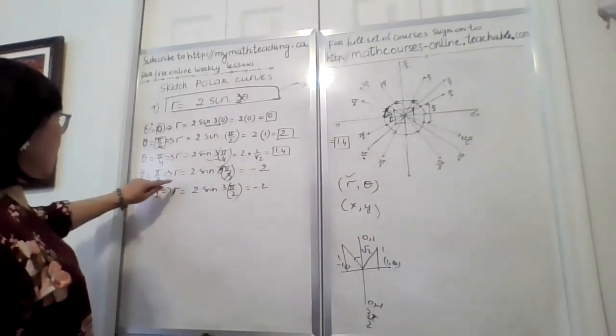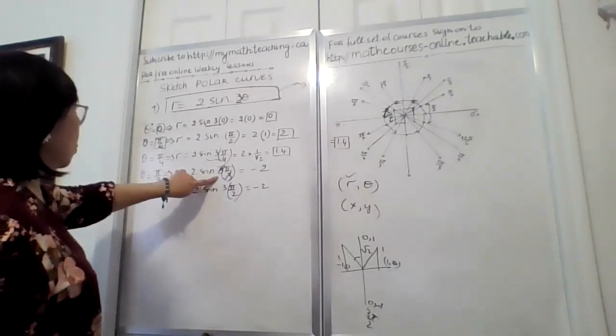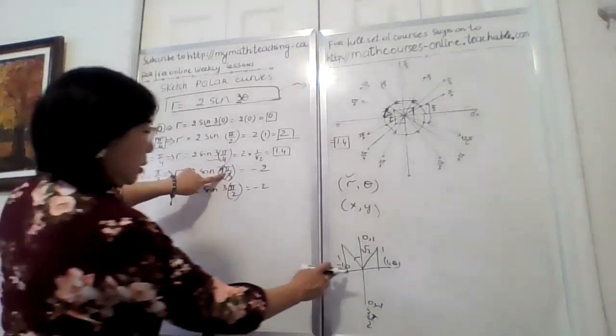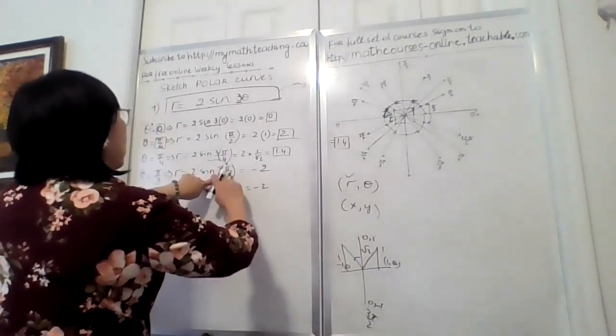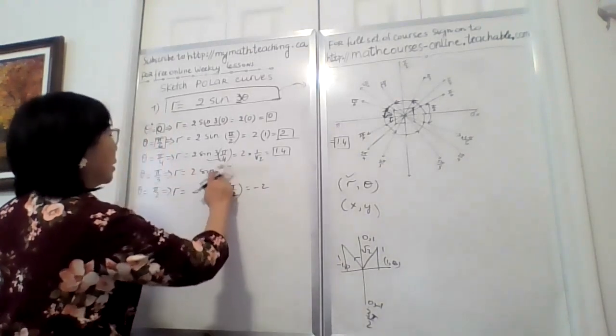Let me see if I make any mistake. So theta equals pi over 3, R equals 2 sine 3 pi over 3, cancel. We have sine pi. Sine pi is 0. Oh, okay. So we have to be careful. I'm going to rewrite it, okay?